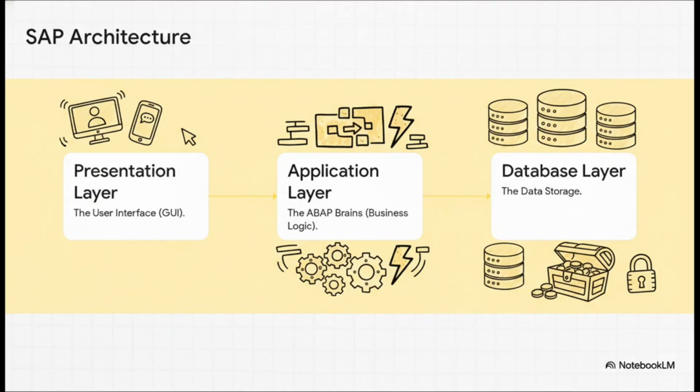And this right here shows you exactly where ABAP does all its magic. SAP systems are built on this three-tier architecture. You've got the presentation layer, which is your screen, the database layer, which is where the data lives, and smack dab in the middle, you have the application layer. That's ABAP's home. It's the engine room, the brains of the whole operation.